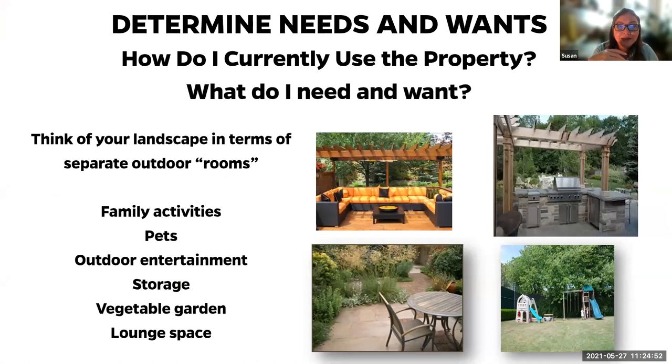So determining your needs, how you currently use the property, what do you need, what do you want? It's helpful to think of your landscape in terms of separate outdoor rooms. So you want to have your area of seating, you want to have your area for outdoor entertainment or cooking, you want to have the area where the kids or the grandkids can play and where the pets can run around. You might want to have a vegetable garden, you might want to have these lounge spaces that are becoming even more popular now. So think of it in terms like that, as an extension of the inside of your house, but on the outside.